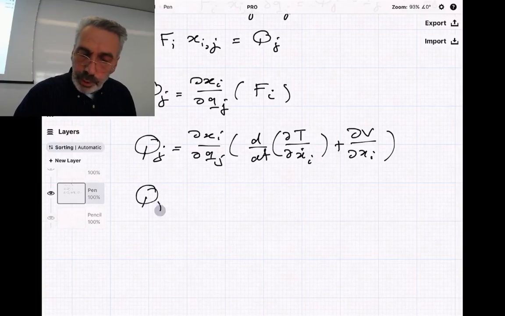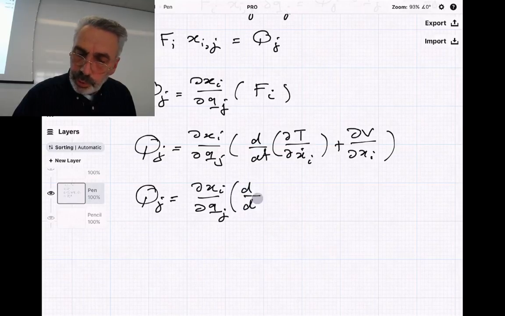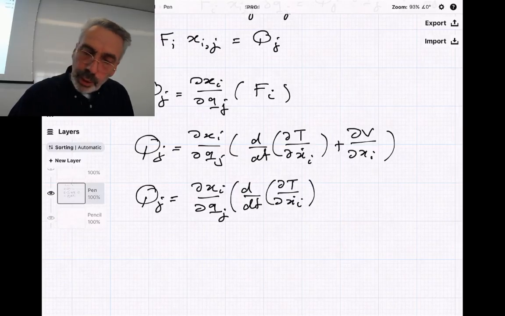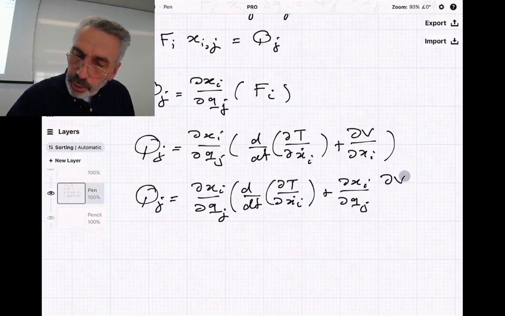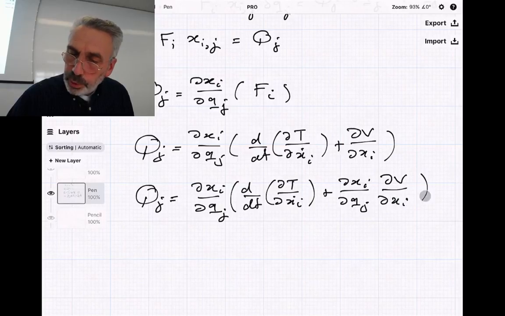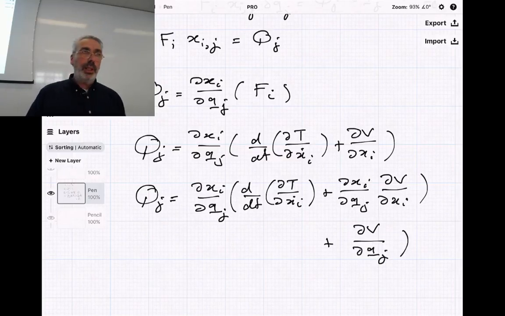So if you write that out, the generalized forces is, let's do the first part, the partial of x with respect to the generalized coordinates times the time derivative of the kinetic energy with respect to the speeds. Now the other one, the multiplication, I will write it out, but you will see that those terms easily cancel. And the final result for this one is simply the partial derivative of the potential energy with respect to the generalized coordinates. And it's what you would expect.